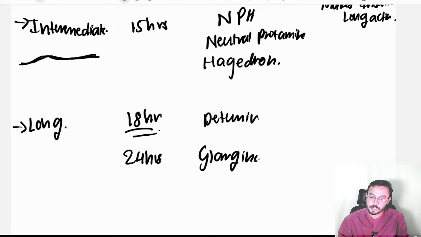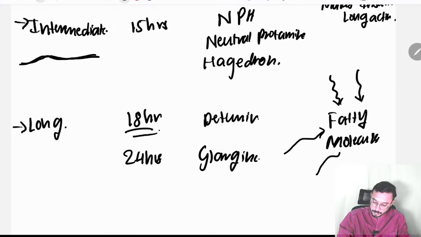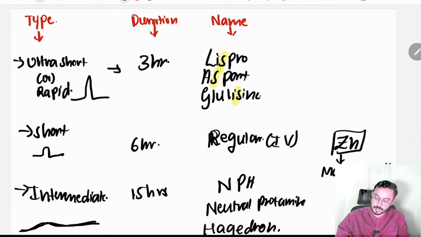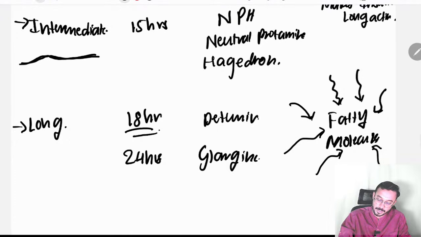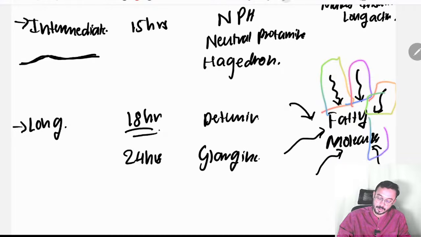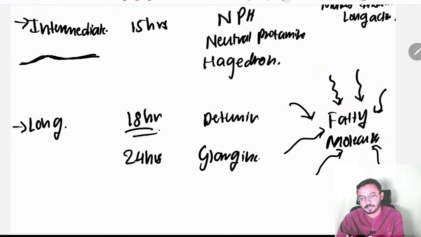So something should be added to it. Here I will be adding fatty molecules. What happens is that insulin will come and bind to these fatty molecules. Same here also, insulin will come and bind to this. So after binding, in the blood it should act. For degradation, or for coming out from this, it requires some time. That's why it is long acting. For separation it needs some time. So that's why this is a long acting insulin.